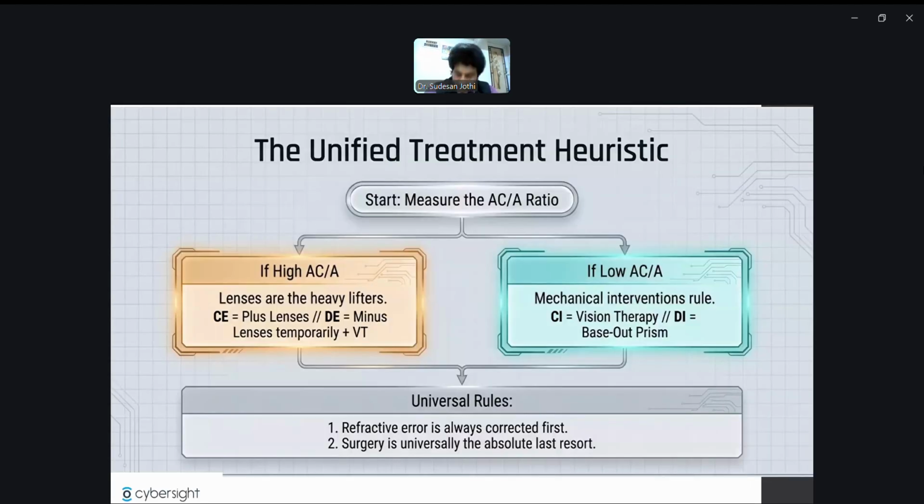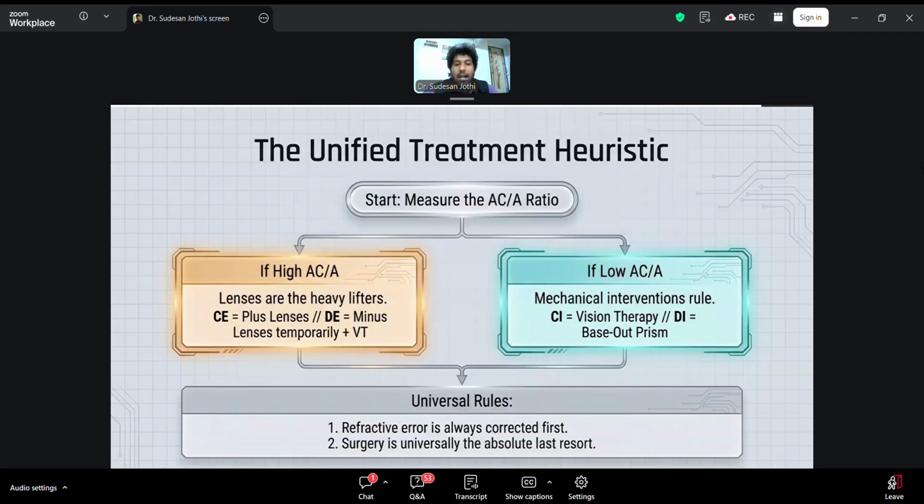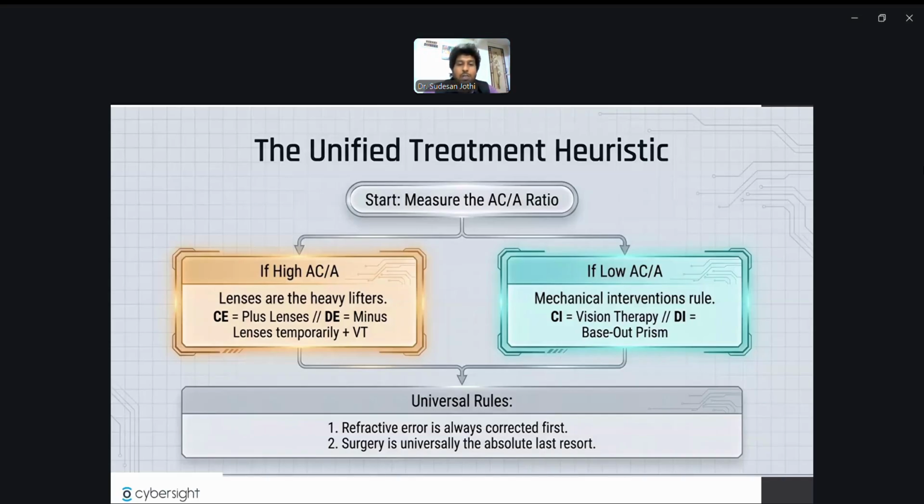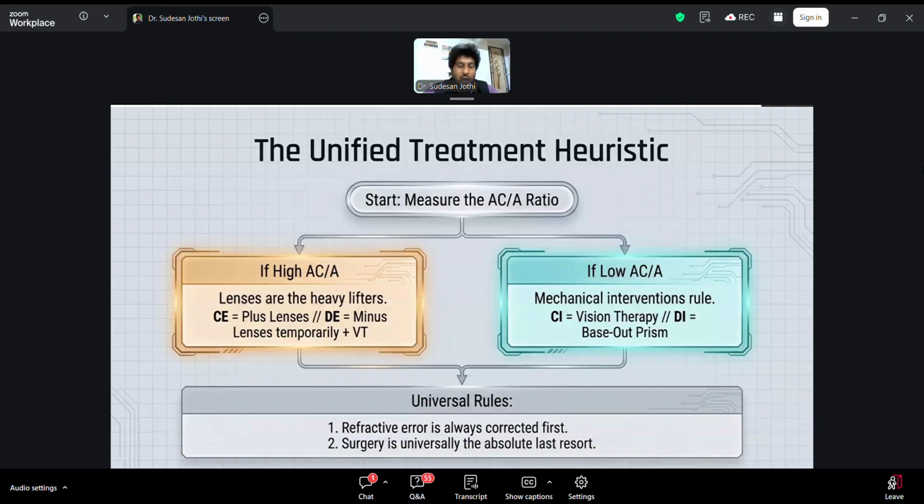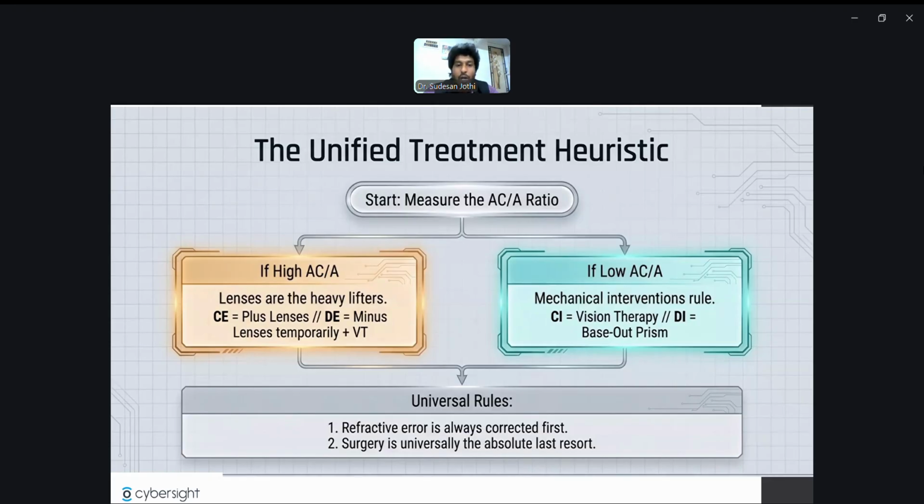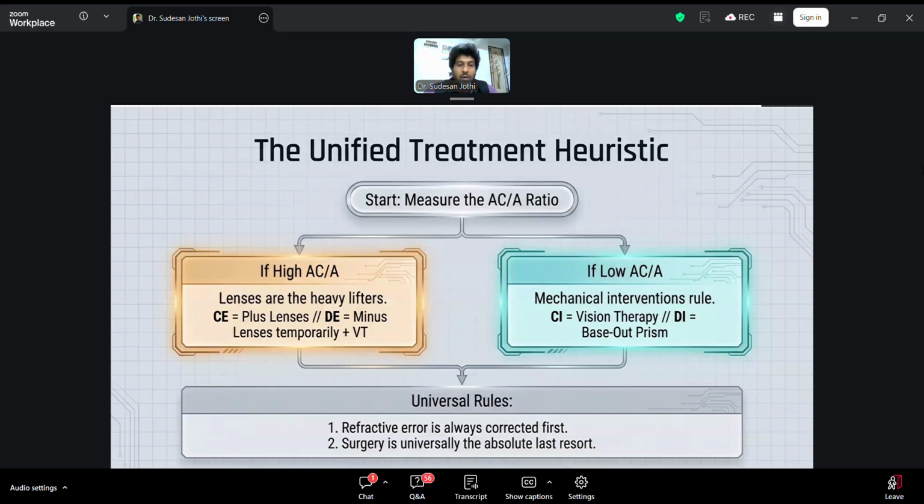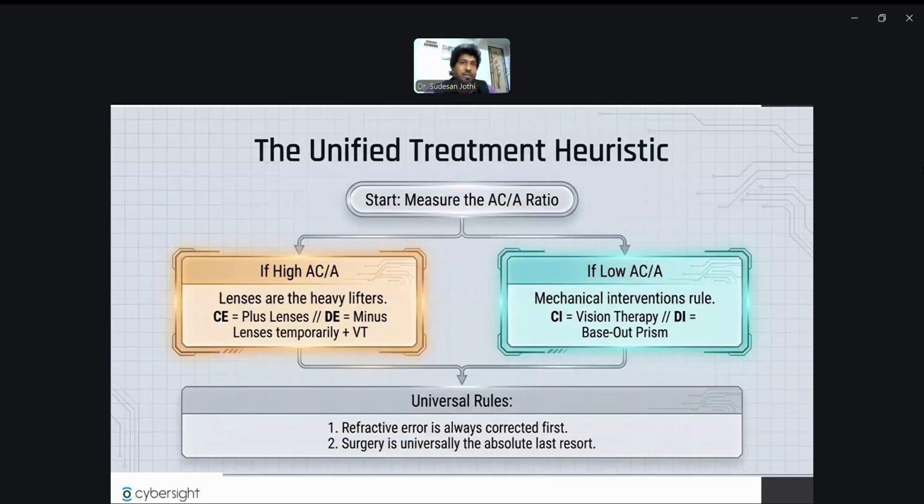The unified strategy. This slide summarizes the entire management approach. The first step is always to determine the AC/A ratio. High AC/A conditions respond best to lenses, whereas low AC/A ratio conditions require vision therapy or prism, regardless of the condition. We must always correct the refractive error and keep on insisting that it's a universal basic thing, and surgery should be considered only as the final treatment option.